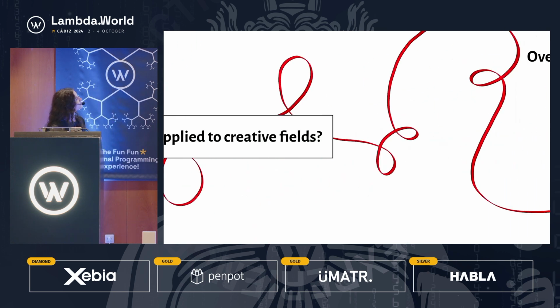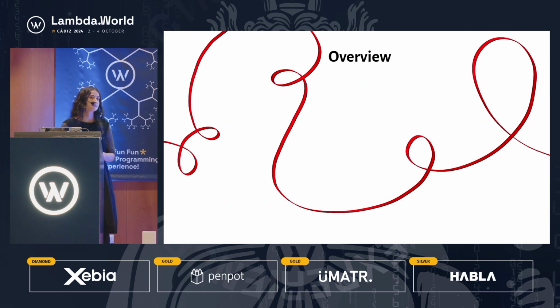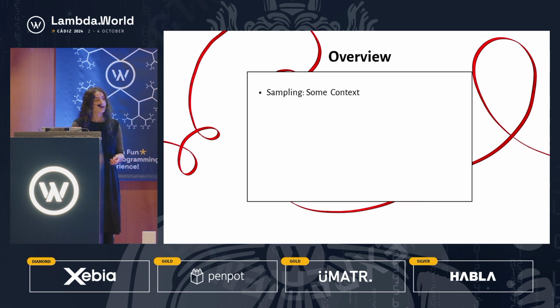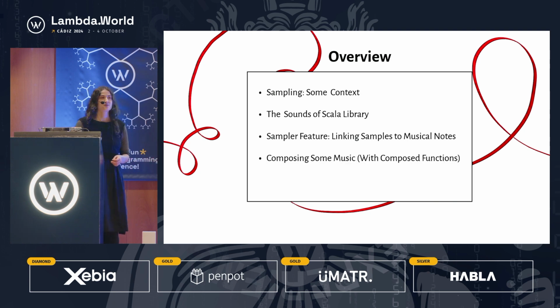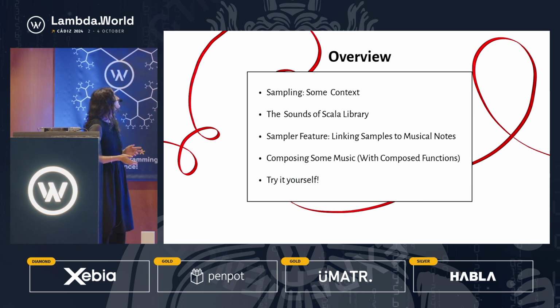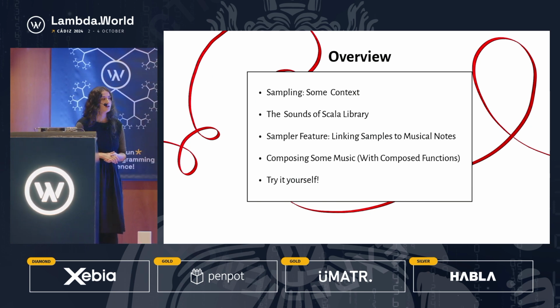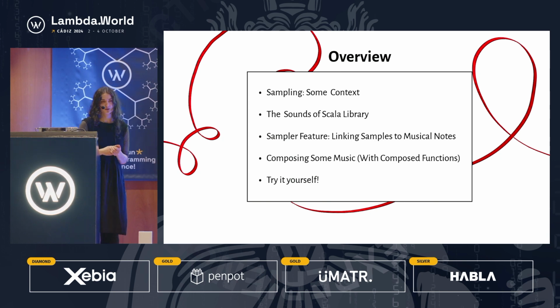Here's a quick overview, so you know what's coming your way. I'll start by giving you some context on sampling as a musical tool. I'll talk a little bit about the Sounds of Scala library. I'll go through one of the sampler's features, which I implemented using functional programming. And then I'll attempt to apply a functional way of thinking to music composition, so we'll make a little sketch of a song together. By the end of this talk, I hope that you'll have learned something either about functional programming or music, but in the best case, I hope that you'll feel inspired to use the sampler and Sounds of Scala yourself to create something.